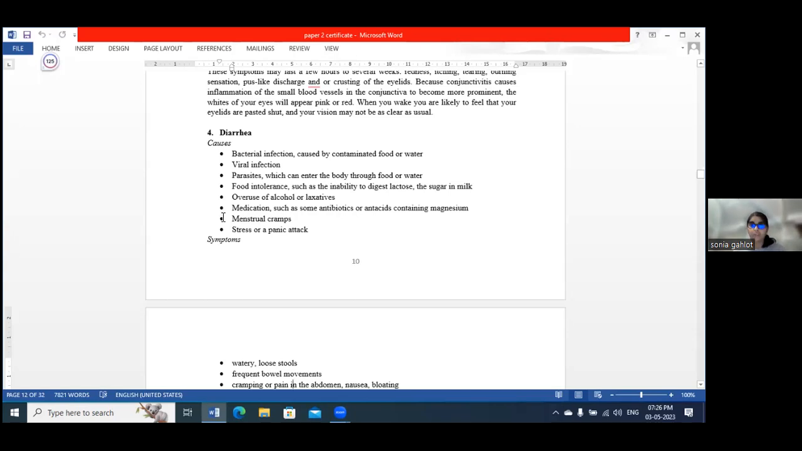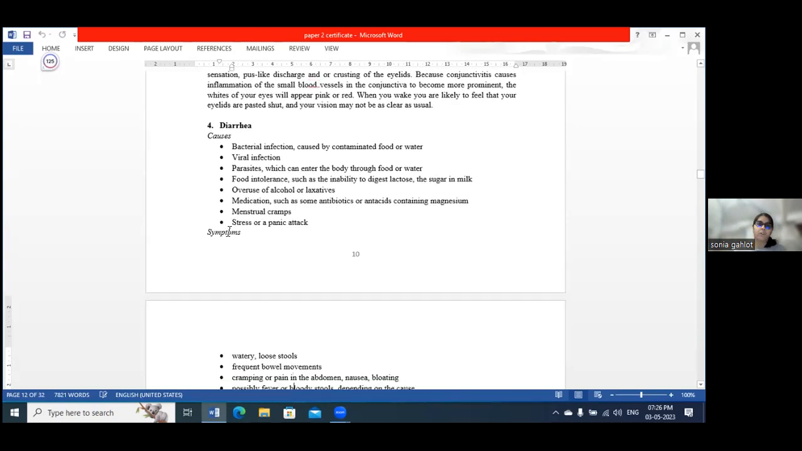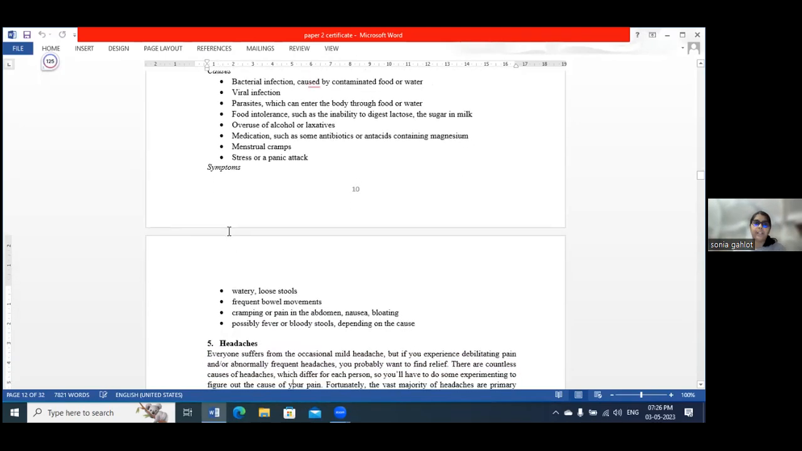Then there are menstrual cramps. Then stress or panic attacks are also causes of diarrhea.